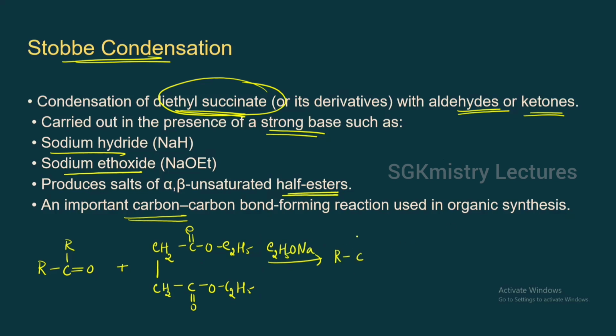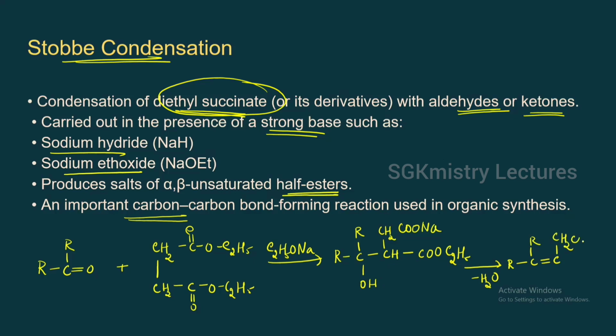So you're going to get R, R, and this becomes OH. Now here CH, CH2COONa, and this CH, COOC2H5, with removal of a water molecule. You're going to get R, C, R. Here there is OH and one H, so easily you can predict where there will be removal of the water molecule. So double bond C, CH2COONa, and here COOC2H5. So you're going to get the half esters as the product.